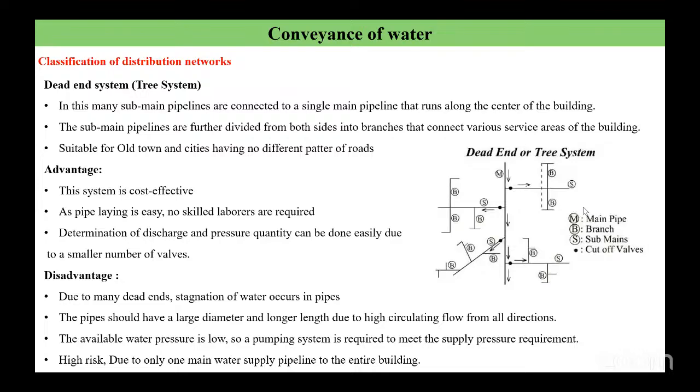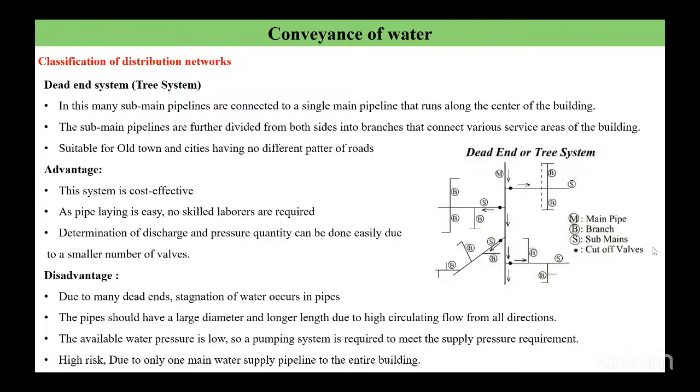And what are the main disadvantages? There are many dead ends. Stagnation occurs. Since there are many dead ends, there is a huge amount of water getting stagnated, which is not a good sign. And the pipes should have a larger diameter, and a longer length, due to the high circulation flow from all the directions.